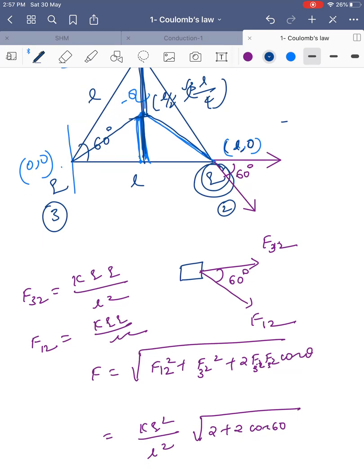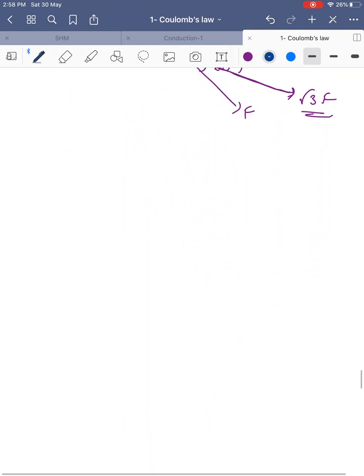So get the values: L by 2 whole square plus 3 L square by 4, and the root, and simplify this part. If you take out the common factor, the calculation part you can do. It will take some more time for me. The square root of (L by 2) square plus (root 3 L by 4) whole square. This is the distance.